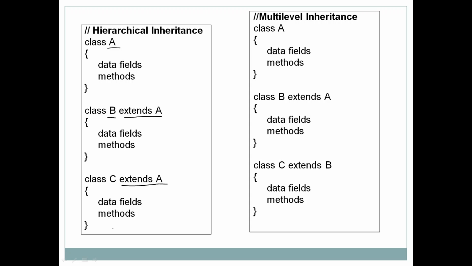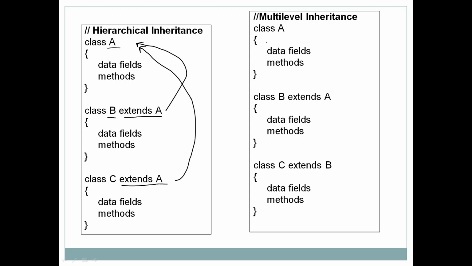You may have some more subclasses. Here you can have a class D which is again inheriting class A. So here class B is inheriting A, and even class C is inheriting class A, and you may have D that is also inheriting class A, then it is hierarchical inheritance.